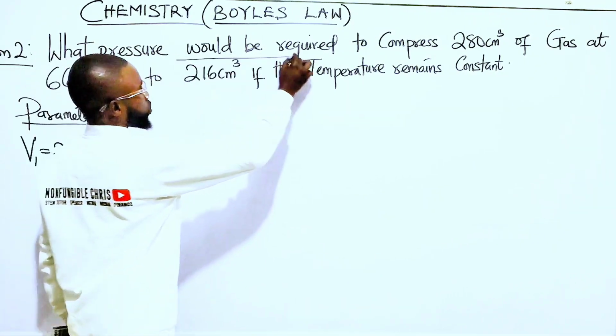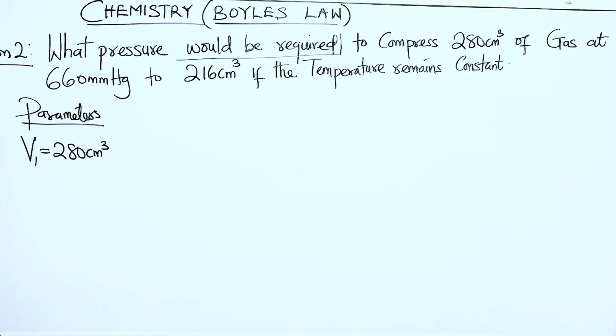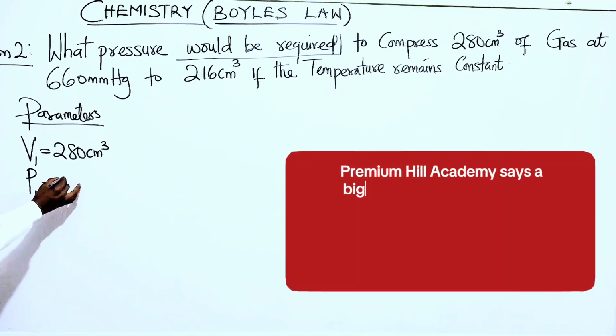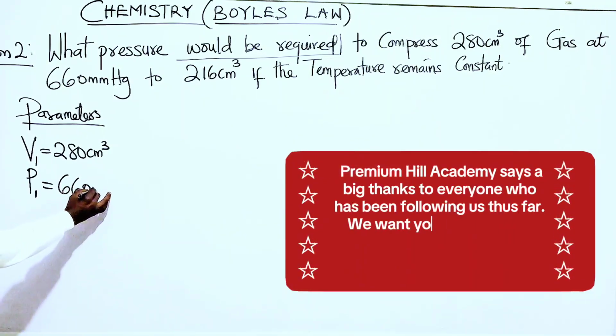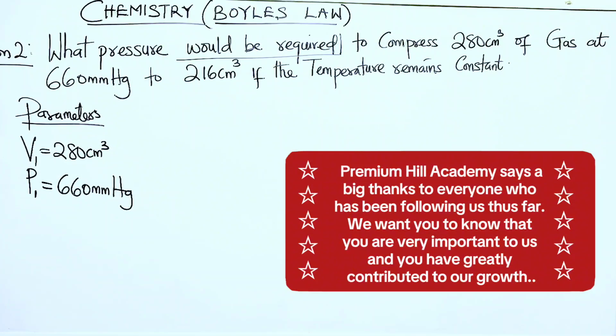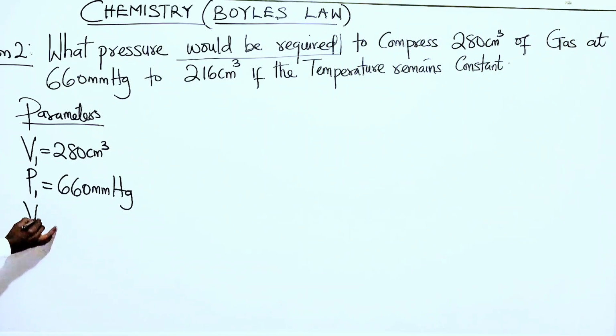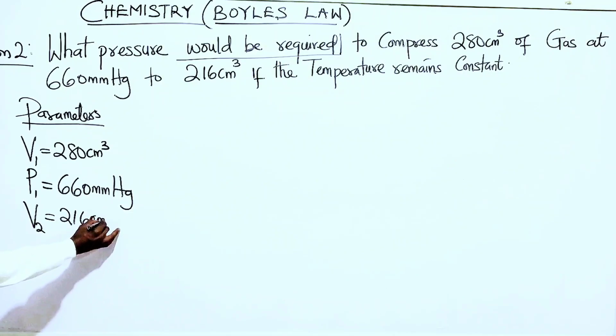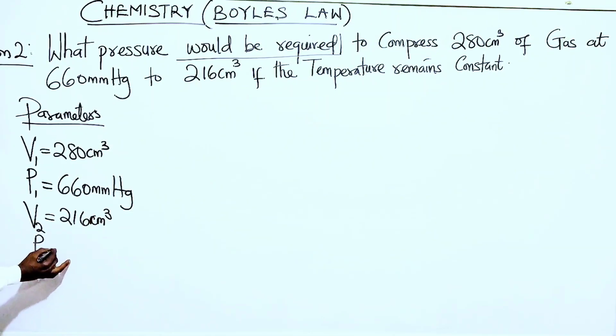So the one that will be required will be the final pressure, right? When you say what pressure will be required, we're looking at final pressure, right? Gas at 660 millimeter mercury. So we have our first pressure P1 is given at what? 660 millimeter mercury, right? Let's continue. So it will be compressed from that to that. So we have our volume 2, second volume as 216 centimeter cube, and our pressure 2 as what? That's what we're looking for, the one we're looking for.